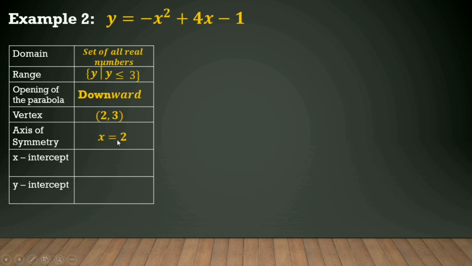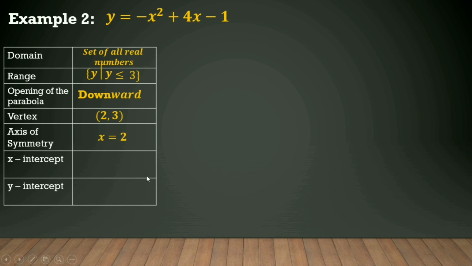Kaya ang axis of symmetry natin is x is equal to 2. So, madali lang sagutan yung part na to. So, dito lang tayo magsusolve naman. Next, let's find the x-intercept.